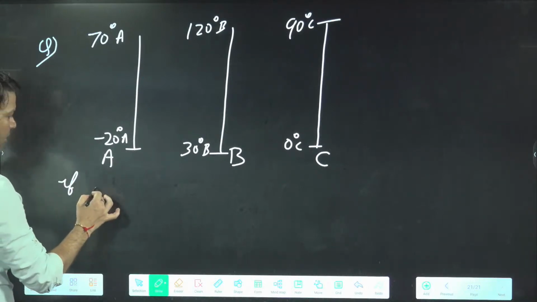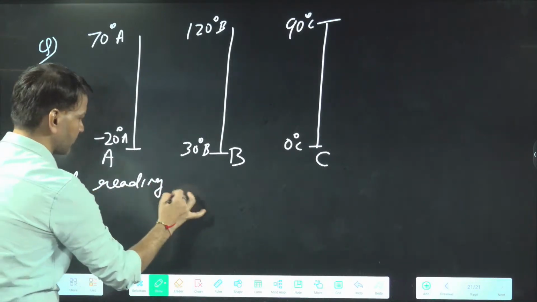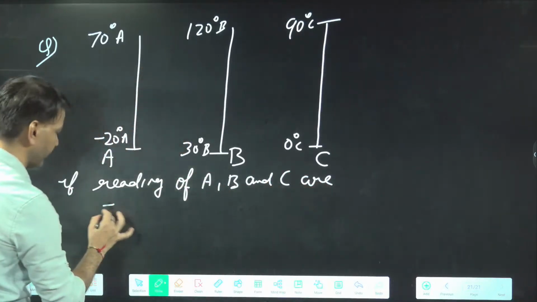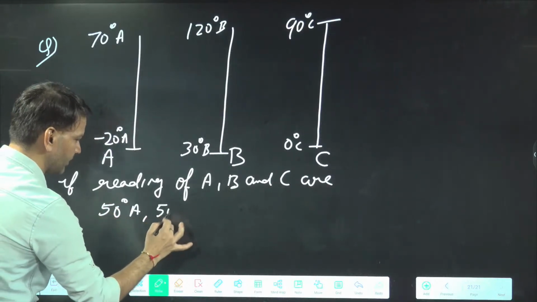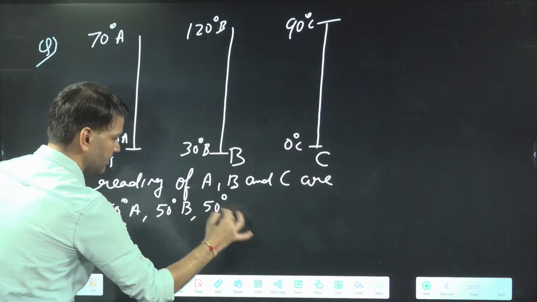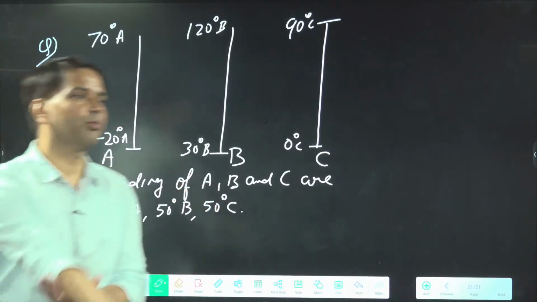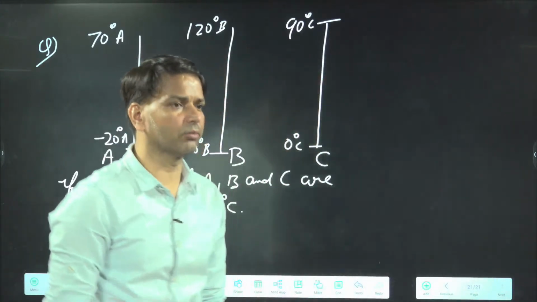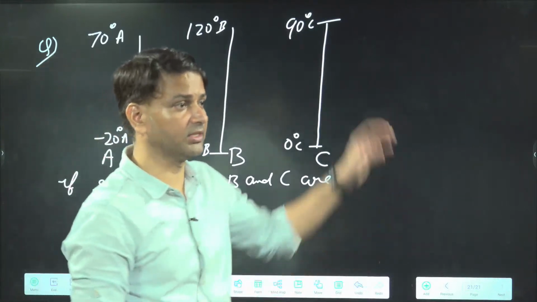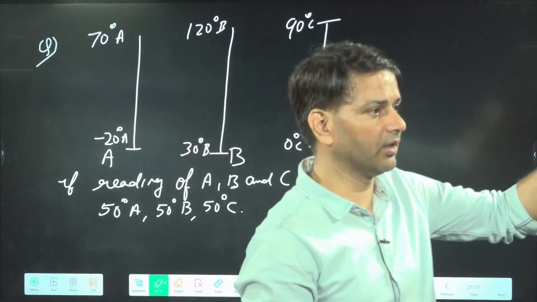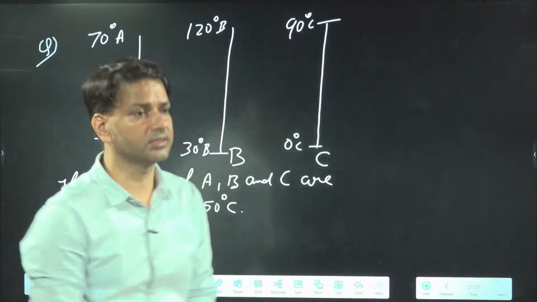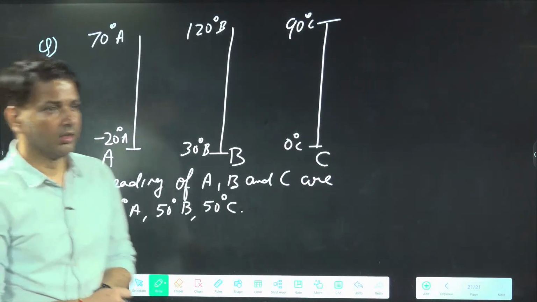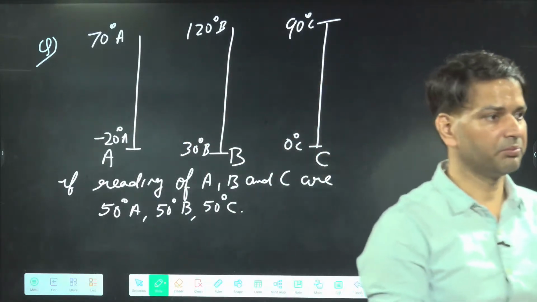If the readings of A, B and C are 50 degree A, 50 degree B and 50 degree C, which thermometer is at the highest temperature? What is the order of temperature of the thermometers? A is showing 50 degree A, B is showing 50 degree B, and C is showing 50 degree C. Which is at the higher temperature, or what is the order of temperature? Vikram: A, C, B.